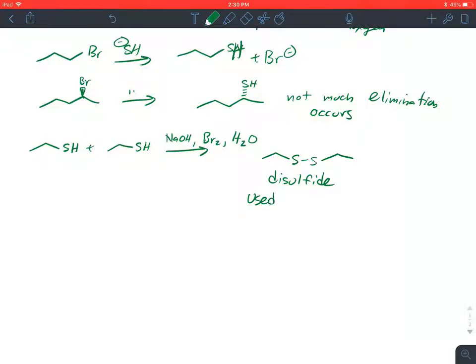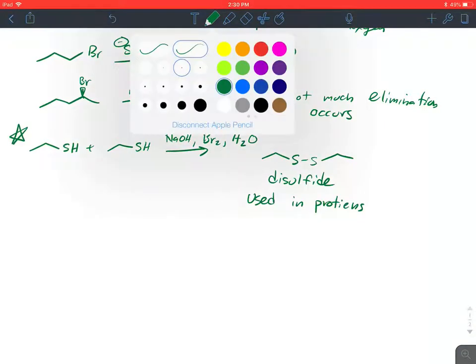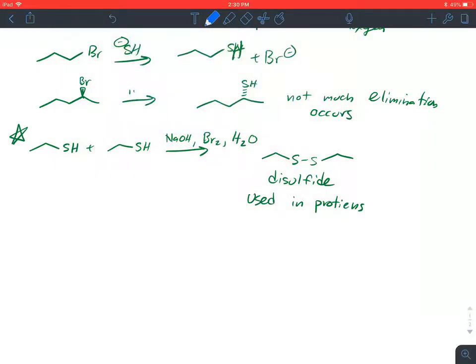So I'm just going to mention here that proteins use disulfide bonds to hold themselves in a certain three-dimensional configuration. All right, so what is the mechanism of this reaction? Let me switch colors here and we'll get to it.